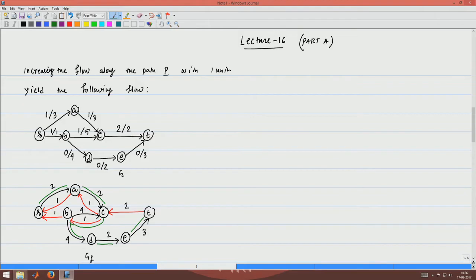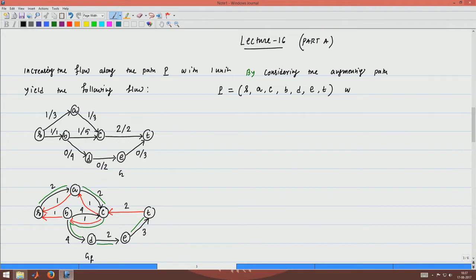Now, considering the augmenting path P, which is S, A, C, B, D, E, T. This is a path from S to T in the residual network. That is why it is an augmenting path.